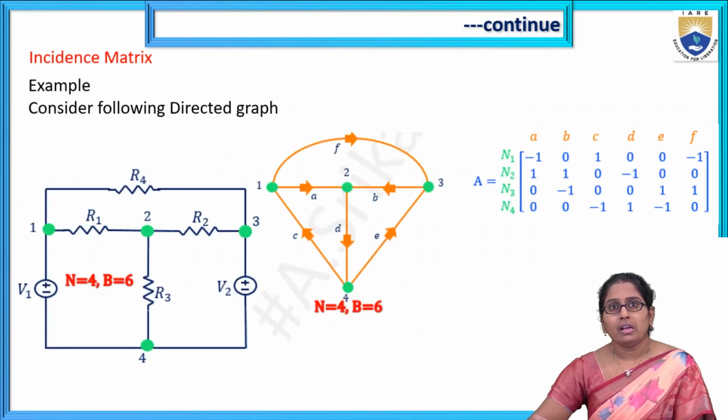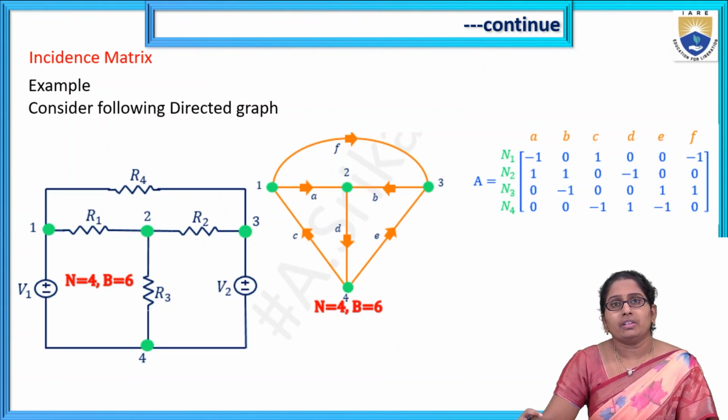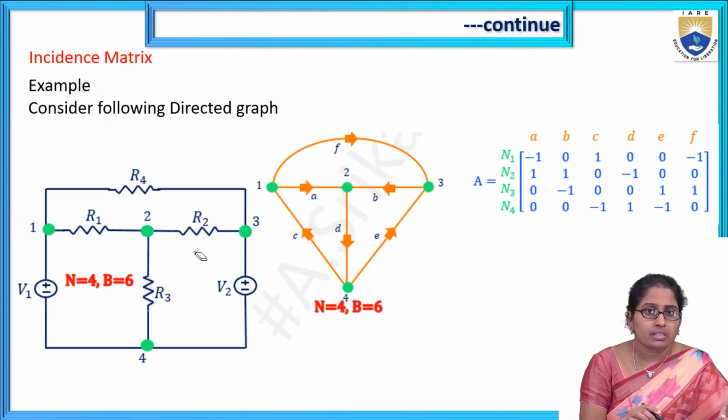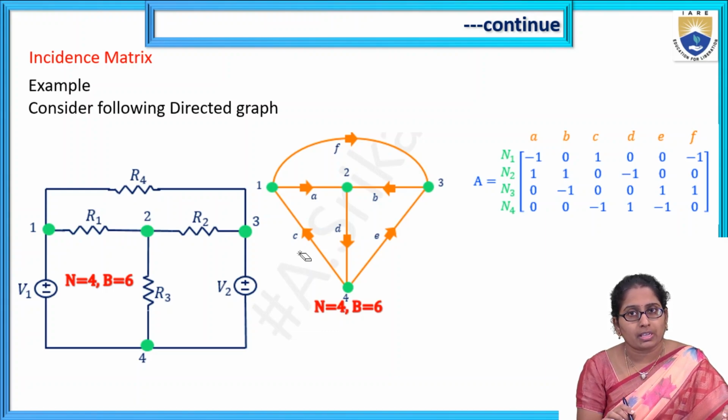So look at this example. This is a directed graph. You can see the electrical circuit here, and its equivalent graph is also given. That is the next picture, the second picture from the left side.